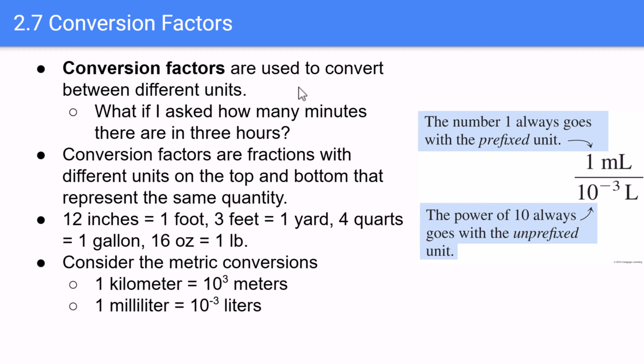So if I asked you how many minutes there are in 3 hours, you would hopefully be able to tell me that that would be 180. And the reason you know that is that there's 60 minutes in every 1 hour. We just simply take 3 times 60 and multiply it together.